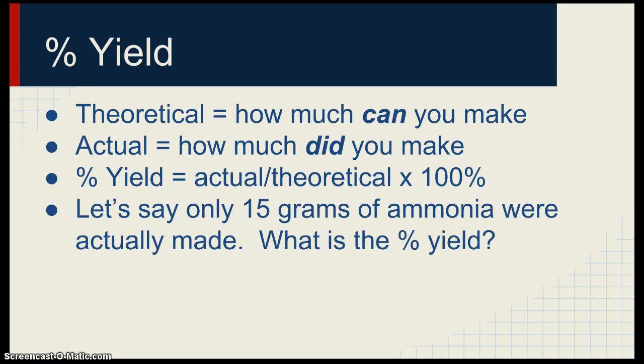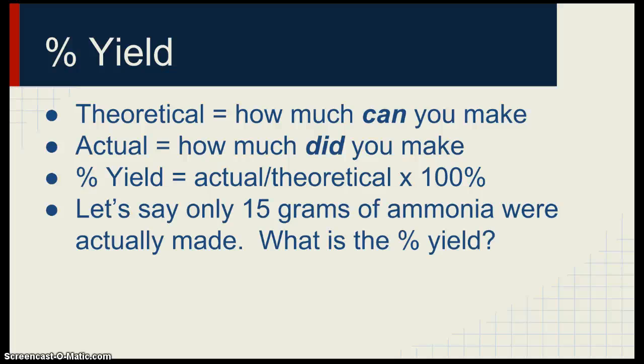So let's say you only made 15 grams of ammonia instead of 24.32. What is your percent yield? Go ahead and do that problem. I'm not even going to show you. It's percent. You're going to take actual divided by theoretical multiply by 100%. Do that real quick. And you probably came up with 62%. Wow, 62%. It's not very high.